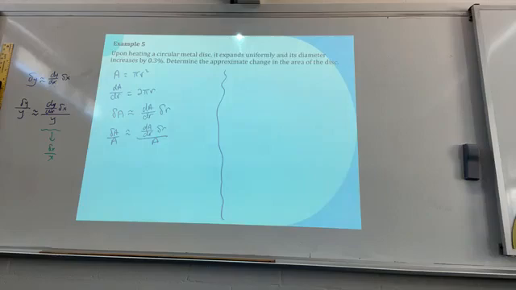0.06 or 0.6? No, 0.006. Once you get to that point, you can use the change in delta R over R is 0.3%. Therefore, delta A over A is 0.6%. All right.